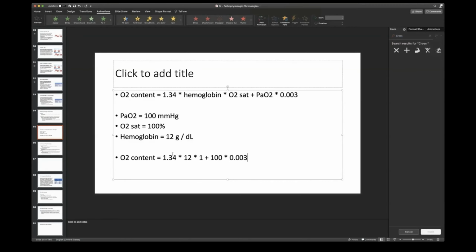Right? But let's be very clear. When you do the math, can you do it so that the terms are separate? Because the O2 bound to hemoglobin is this term, and then the O2 dissolved in the plasma is the second term. So 1.34 times 12 is what? 15-ish? Great. So 16.08, pretty large number.